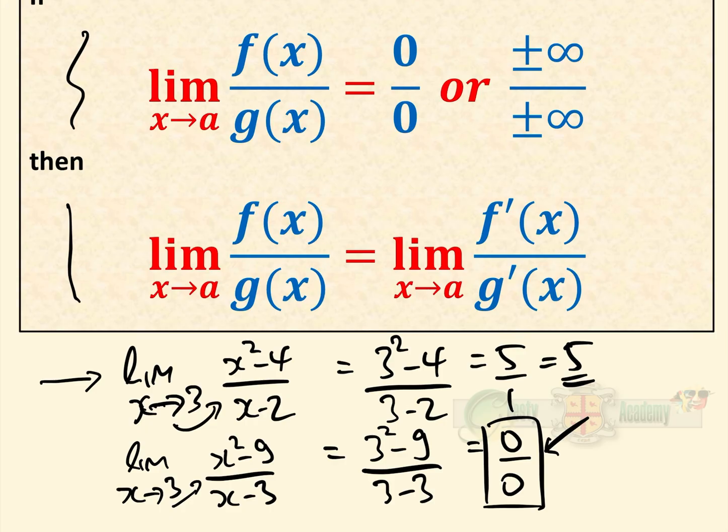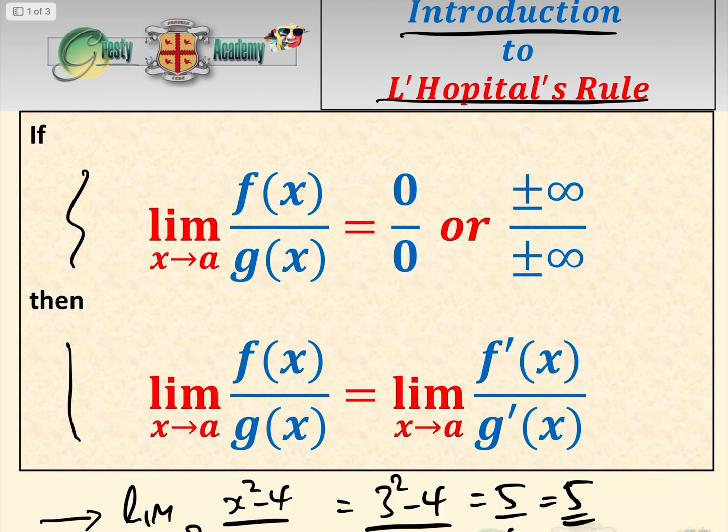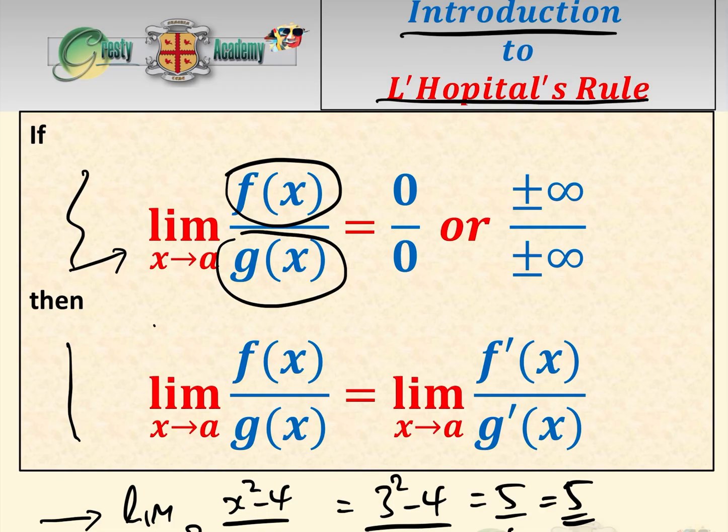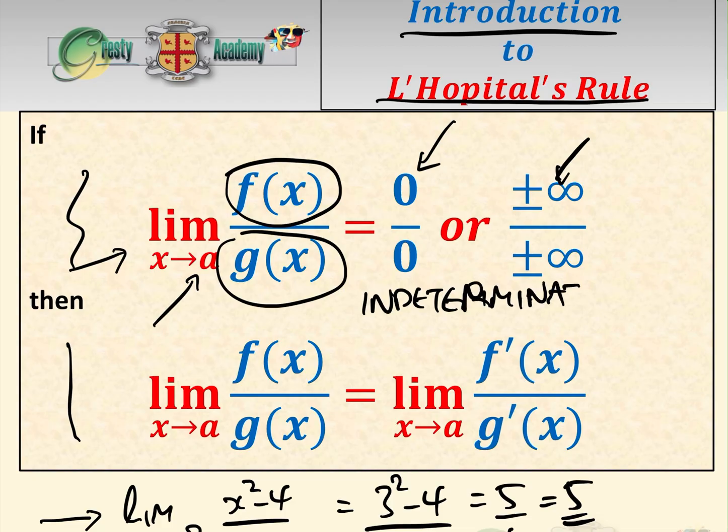So now what we can do is go back up to our definition here. What it is saying is if we have a function of x over another function of x, and when we put x equals a in those two functions, we either get 0 over 0 or plus or minus infinity over plus or minus infinity, then we have indeterminate form, because we can't determine what the limit is.